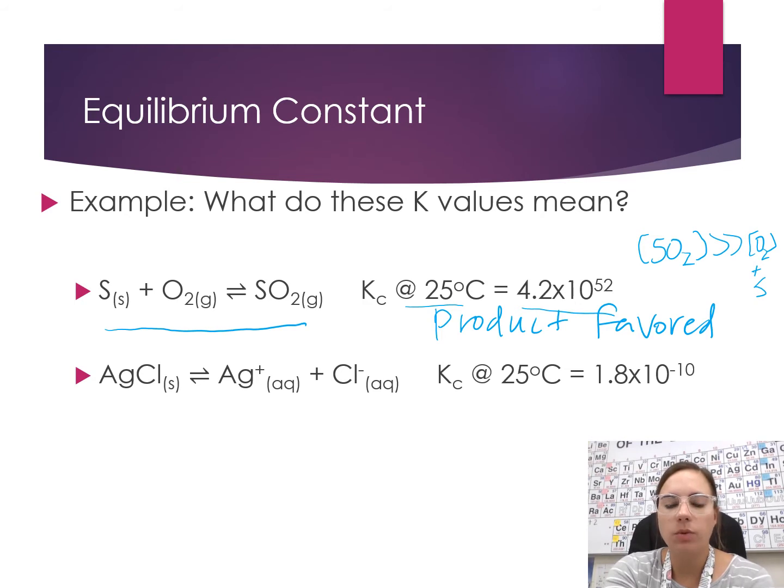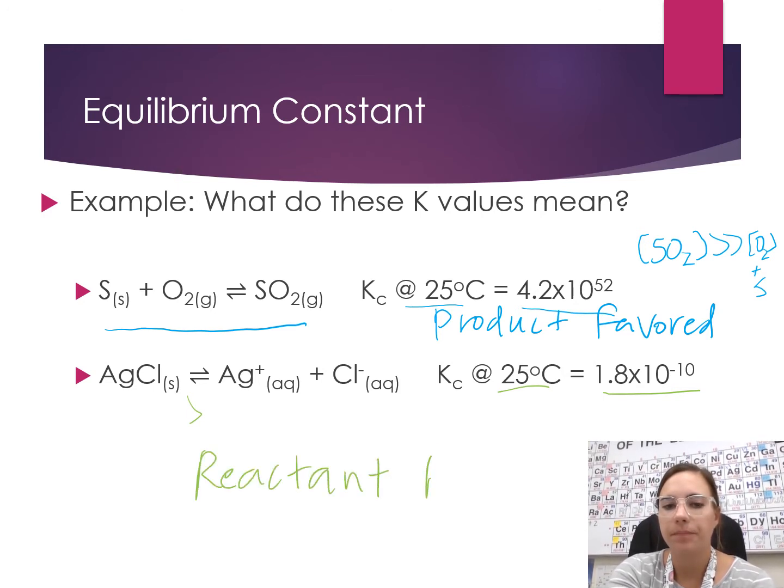All right, let's look at this one. We have silver chloride dissociating, or dissolving, into silver ions and chloride ions. And I'm given a K value at 25 degrees Celsius of 1.8 times 10 to the negative 10. Now that's a really small value. That's much less than 1. If that's the case, then that means that my reactant is greater than my product, or I am reactant favored.